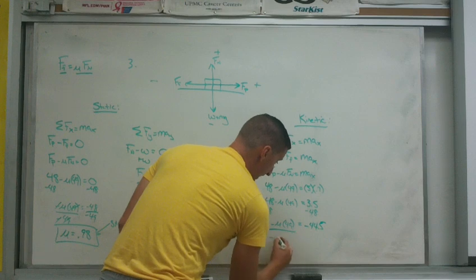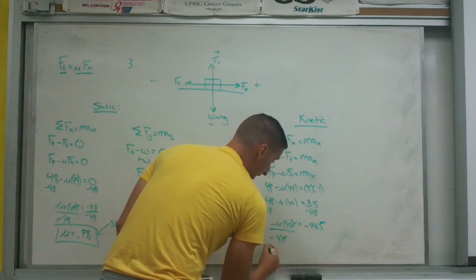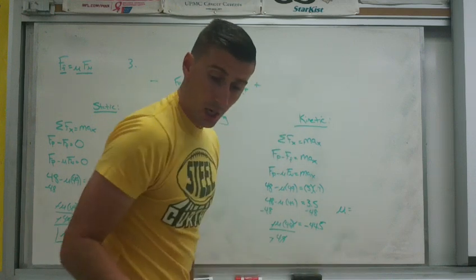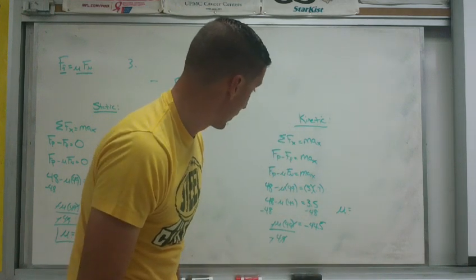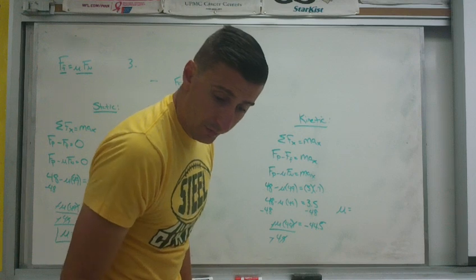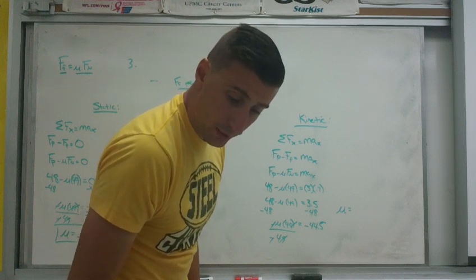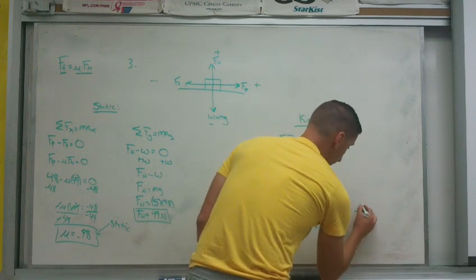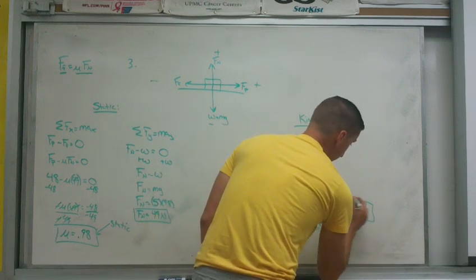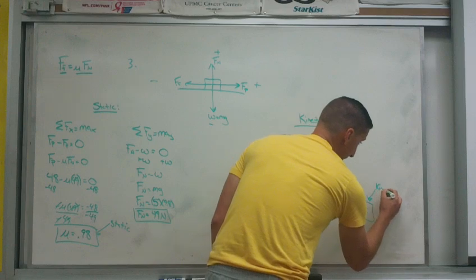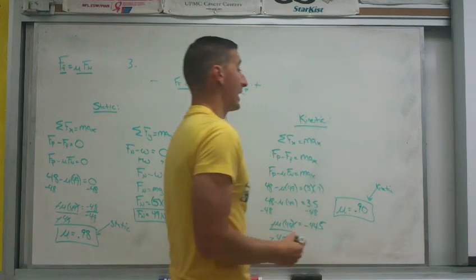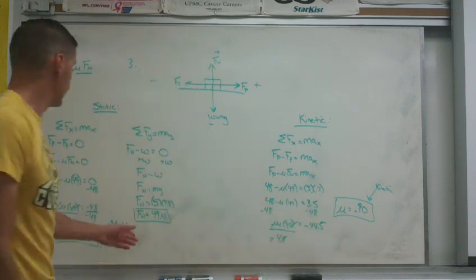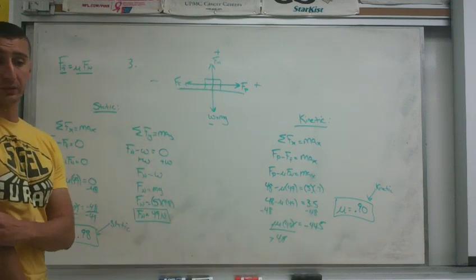I divide by negative 49. It gets rid of the 49 and the negative sign. So I'm left with mu is equal to, I do negative 44.5 divided by negative 49, and I get 0.90. That's kinetic. All right? That should make sense. Kinetic will always be less than static. So that is a valid answer.